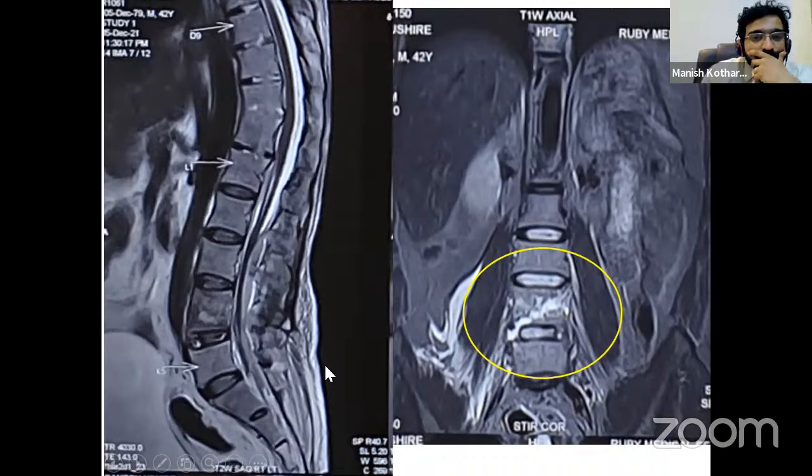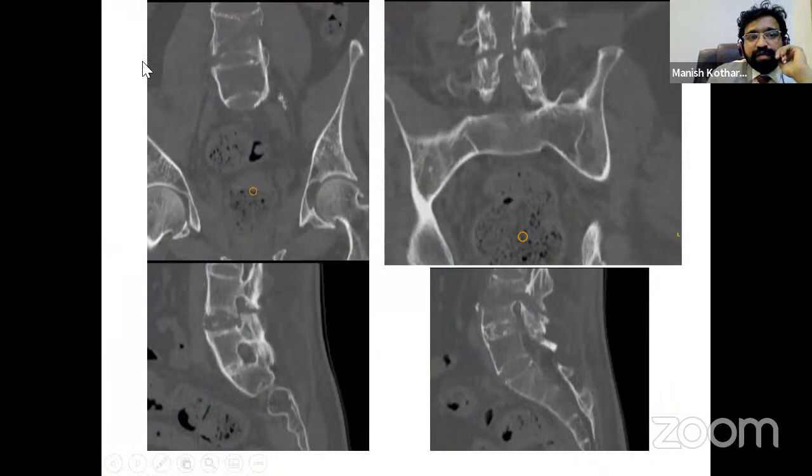So we got a CT scan done. The hip pain we realized was coming from the fracture. There was nothing in the hip per se. So, three column transection of the spine going all across, cutting the facets. So obviously this was a neglected or a missed ankylosing spondylitis case. You can see the SI joints are fused on both sides.